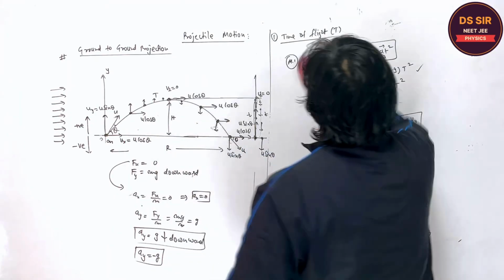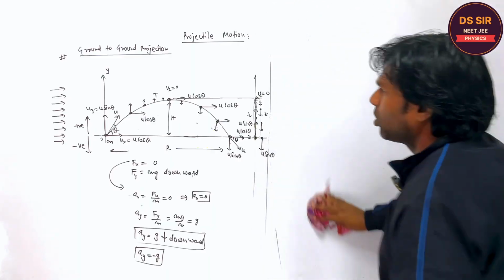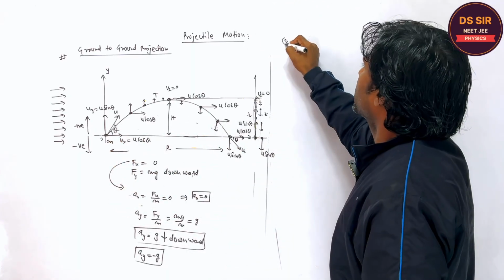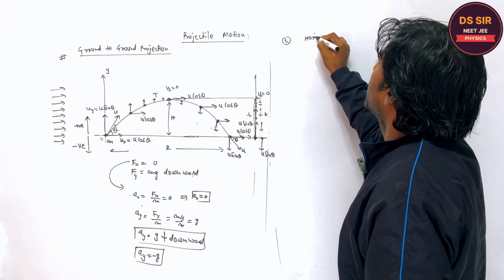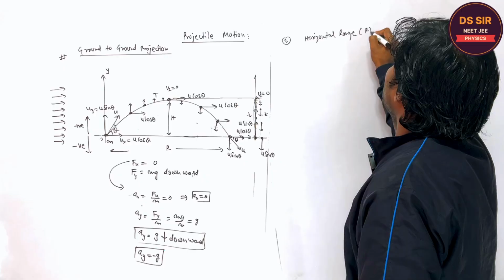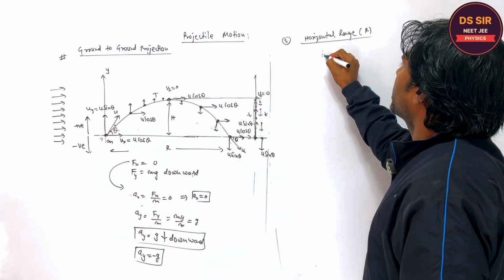Copy this. So this is the time of flight. With this time of flight, we can find the horizontal range, right? How to find the horizontal range? The second point is the horizontal range. The horizontal range is found using the x-axis, in the x direction.